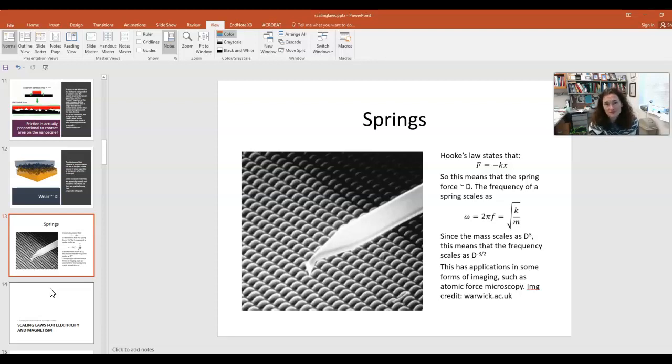That has many applications in different forms of imaging, such as my personal favorite, atomic force microscopy, which uses a cantilever, as you can see here, with a sharp tip on the end, which raster scans over a surface. That cantilever has an oscillation frequency, and that oscillation frequency is going to scale as d to the minus 3 halves.